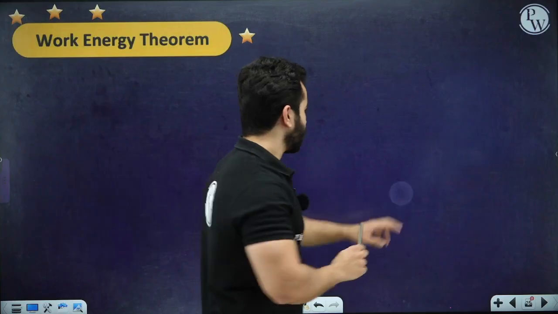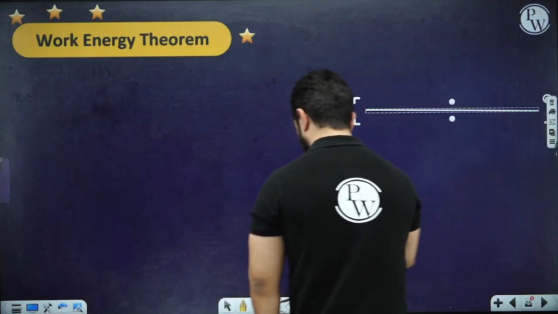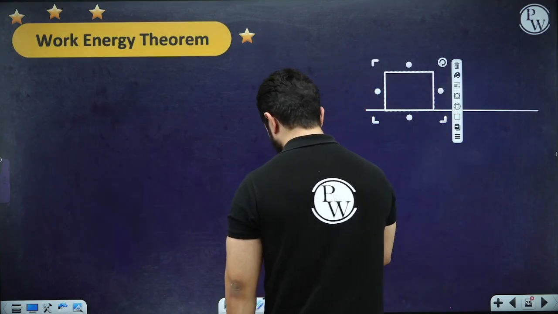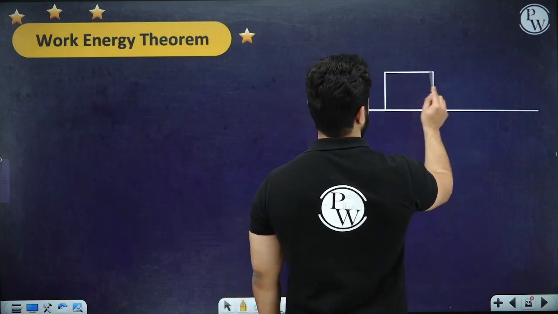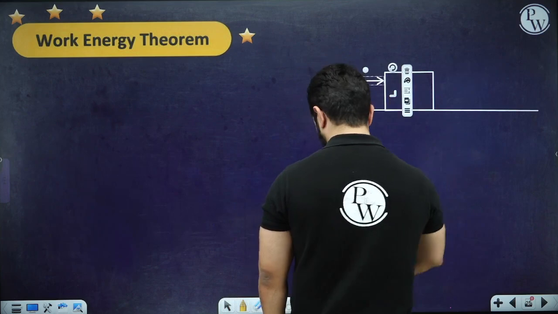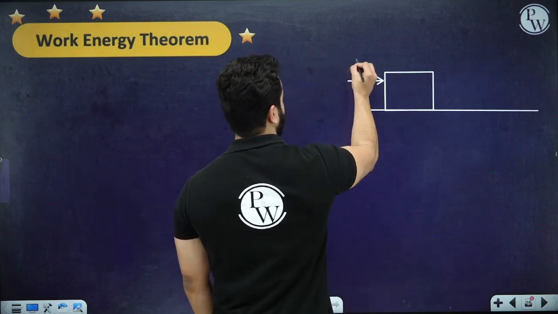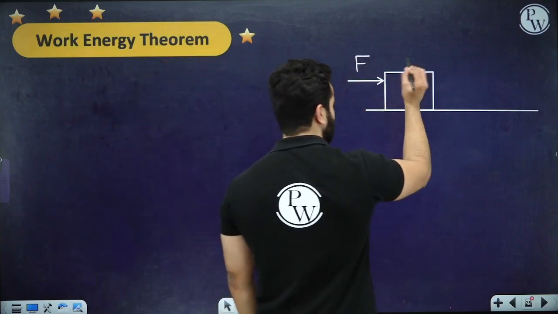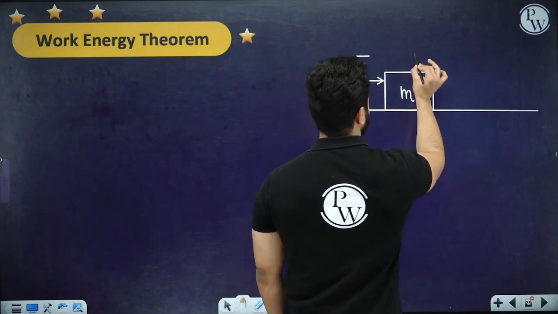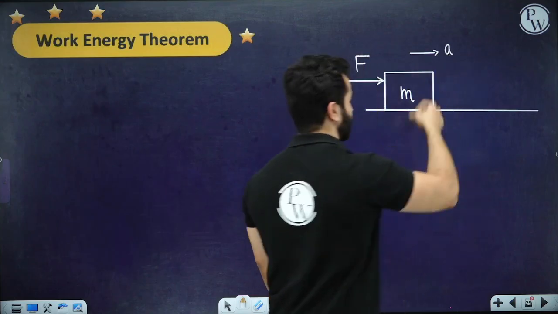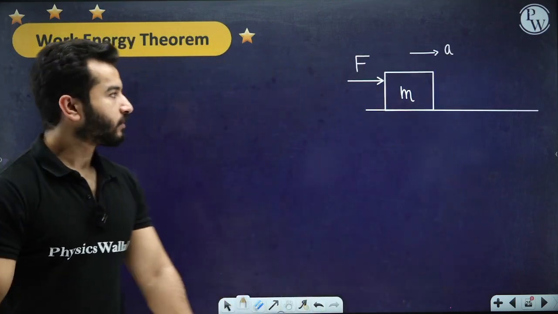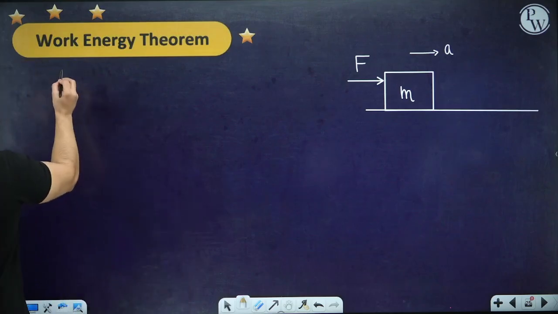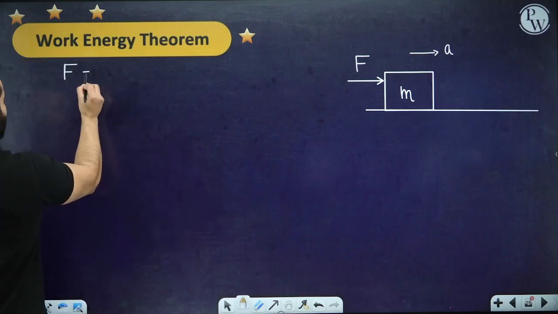Let's say we have got a body kept on a surface, could be smooth, could be rough, and the net force acting on this body is, let's say, F, and because of this net force, the body is moving with certain acceleration A and has got mass M, right? So what are the different things that we can write? Well, we can definitely write that force can be written as mass times acceleration.